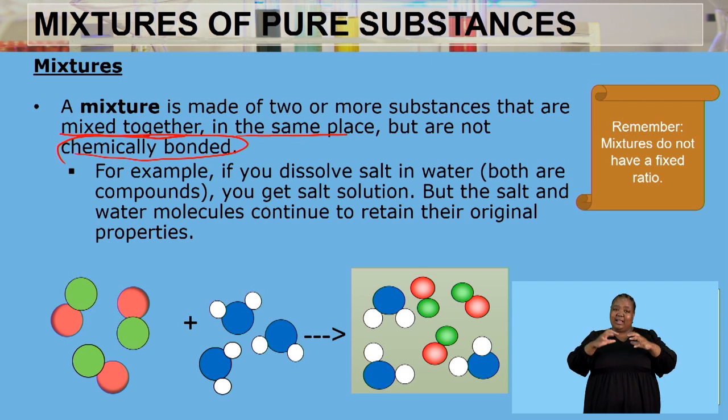For an example, if you dissolve salt in water, remember that the salt is a compound. Same thing applies with the water. It's also a compound. So when we dissolve salt in water, we get a salt solution. But the salt and water molecules continue to retain their original properties. That means you can take the salt solution and boil it so that the water can evaporate. Then you can still get back to the salt that you initially started with. So the salt will still be salty and the water will now be in a form of a water vapor.